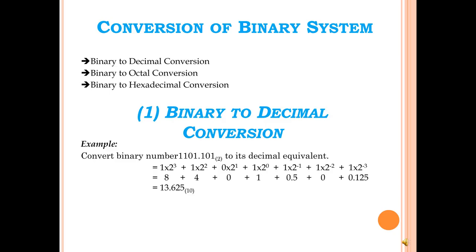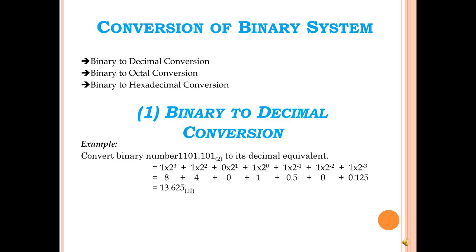So in the first binary to decimal conversion, we have one example: convert binary number 1101.101 base 2 to its decimal equivalent. As we can see, the digits before the dot are in a positive series, and the digits after the dot come to the negative series.